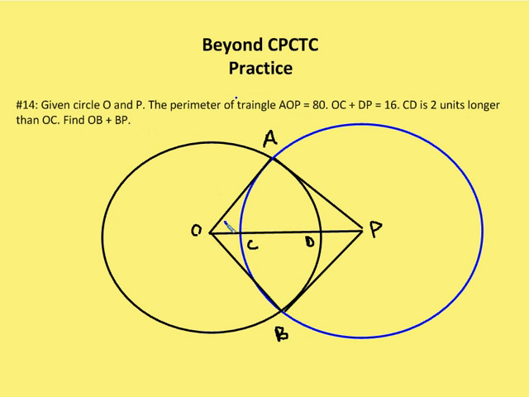Well, what we're going to do is we're going to define OC as x. We know we're given that CD is 2 units longer than OC, so I'm going to say CD is going to be 2 plus x. So I know that OC I'll define as x. I know that CD is going to be 2 units longer than x, so I can say that CD is 2 plus x. And then I know that OC plus DP is 16. So if OC is x, then DP is going to be 16 minus x.